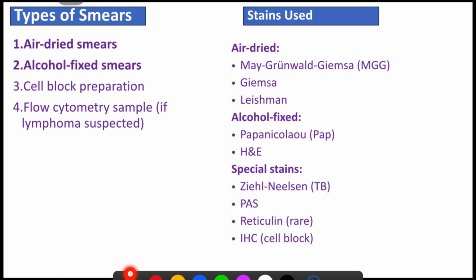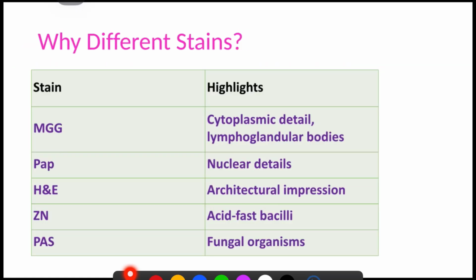Now, what are the different stains we generally use for the air dried smear? It is May Grunwald Giemsa or MGG stain, Giemsa stain and Leishman stain. For the alcohol fixed slide, it is PAP stain and hematoxylin and eosin, and some special stains are required. For tuberculosis, Ziehl-Neelsen, PAS stain, reticulin stain or IHC for cell block. Now, why do we require these different types of stain in each lesion?